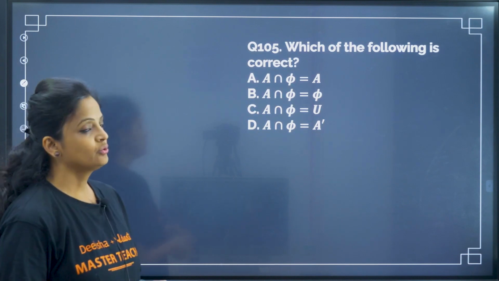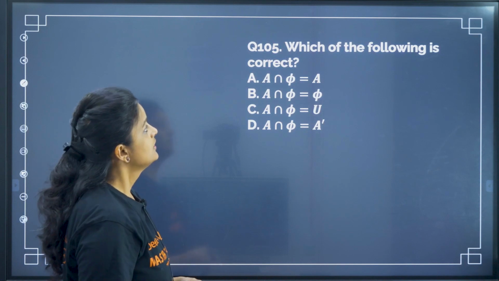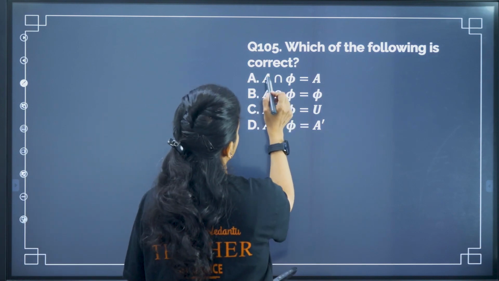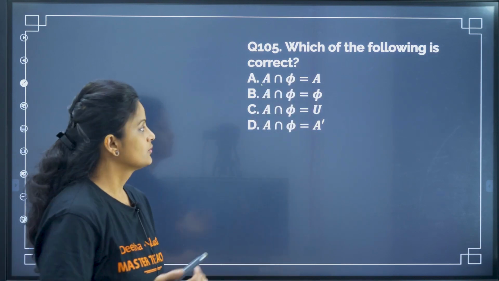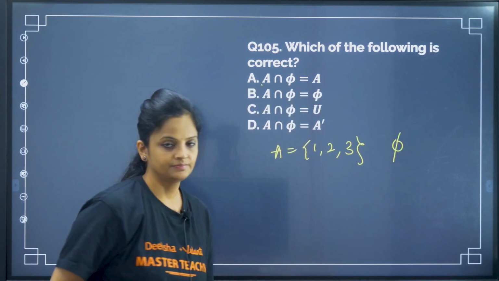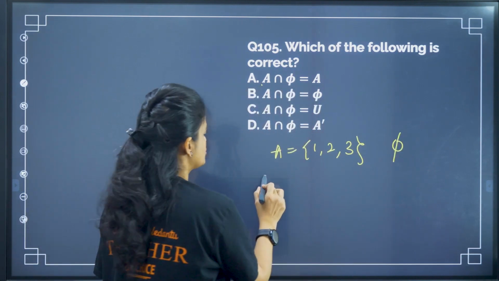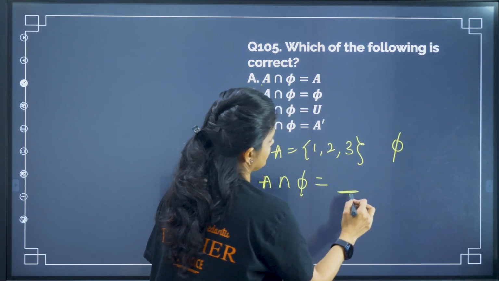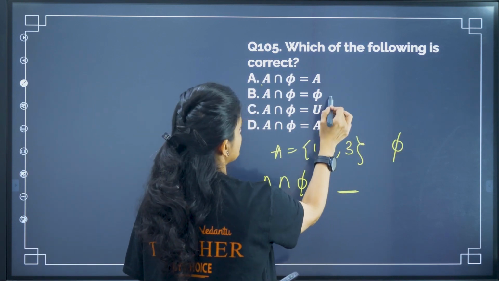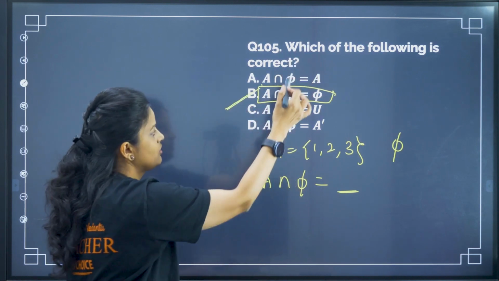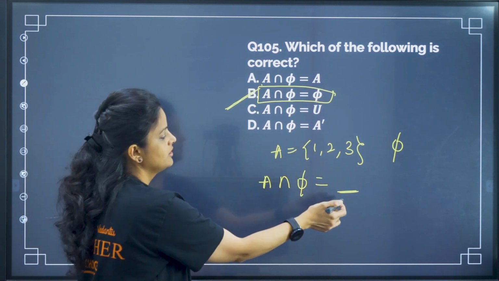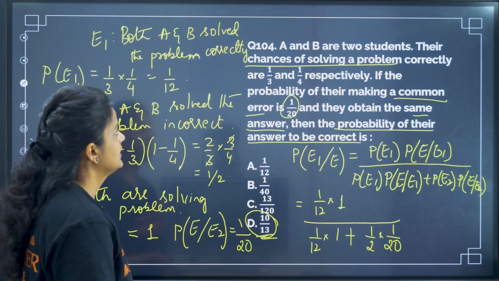105th question. After doing that lengthy question, this is an easy one. Which of the following is correct? Which one of this is right? So let's see one by one. Intersection only we are talking, right? When I have some elements 1, 2, 3, and a null set, if I try to take common, what should be the set? Because intersection means common elements we take, so nothing is there means obviously null set has to be there, not A, not U, not A dash, right? It has to be the null set only because nothing is common. Okay, let's see the next one.